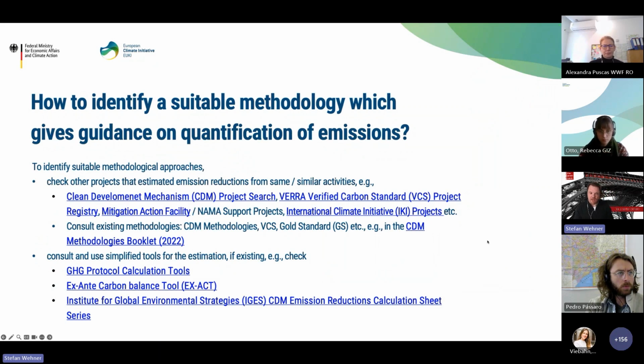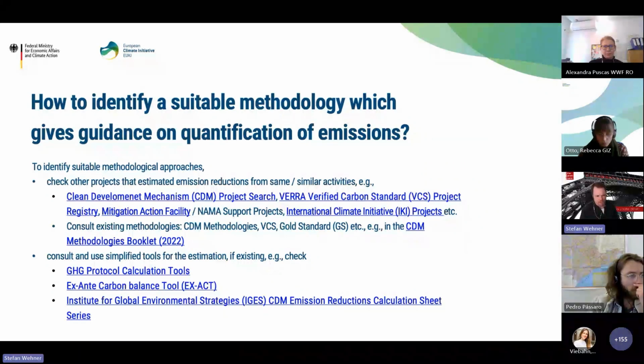Key question often is how to identify a suitable methodology for your project and where to get guidance for the quantification. There are a few standards out there that offer a first start to look at suitable approaches. Very prominent and large mechanism is the Clean Development Mechanism under the UNFCCC, the United Nations Framework Convention on Climate Change, which has developed more than 200 methodologies in the last two decades that can be applied.